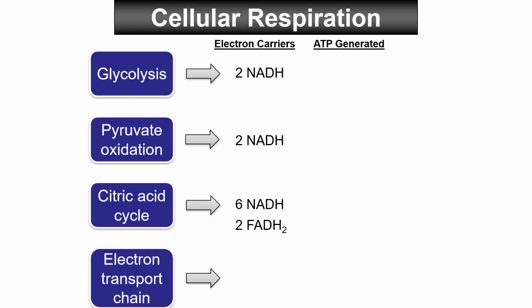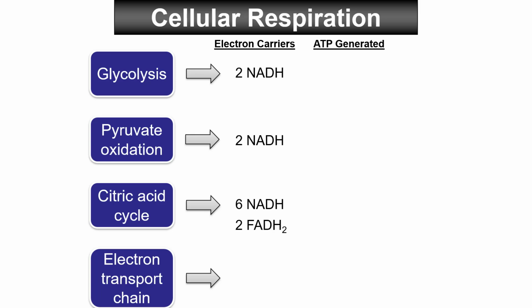So here I've rearranged our study slide a little bit so that we have the different stages on the left: glycolysis, pyruvate oxidation, citric acid cycle, and the electron transport chain. And then I've put in how many electron carriers are generated in the process. So we have 2 NADH from glycolysis, 2 from pyruvate oxidation, and 6 from the citric acid cycle. And we know that the citric acid cycle also generates FADH2, 2 molecules that are carrying electrons.